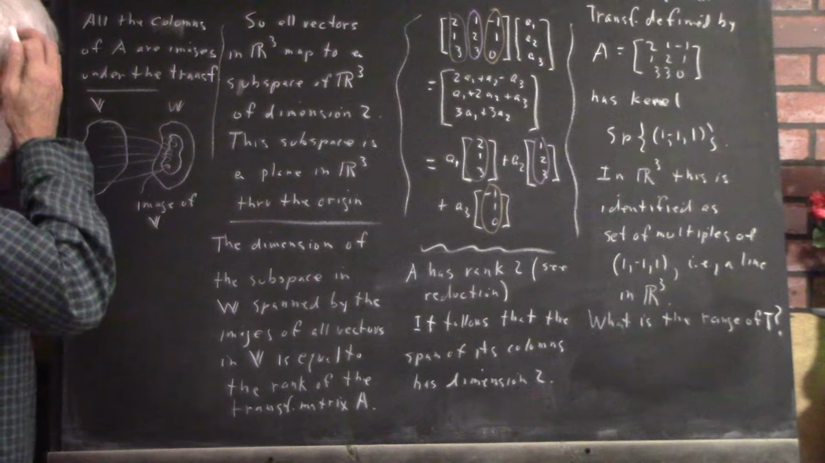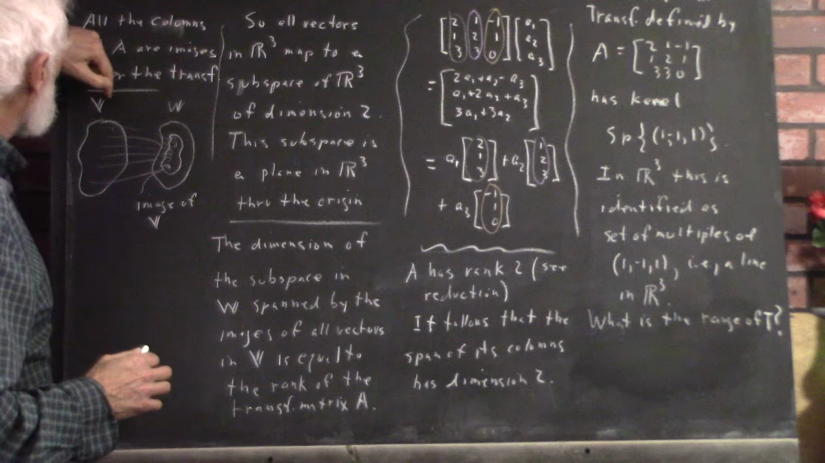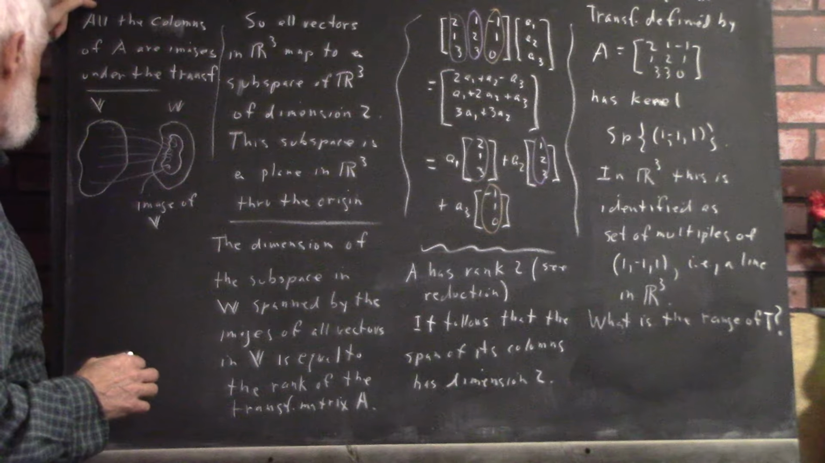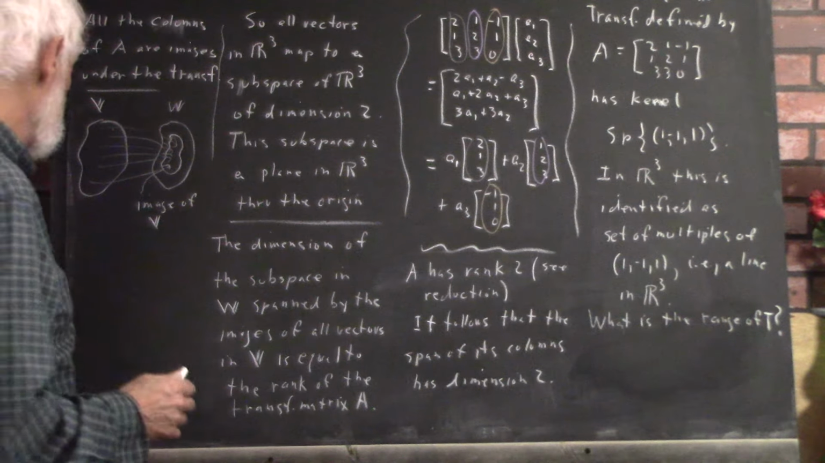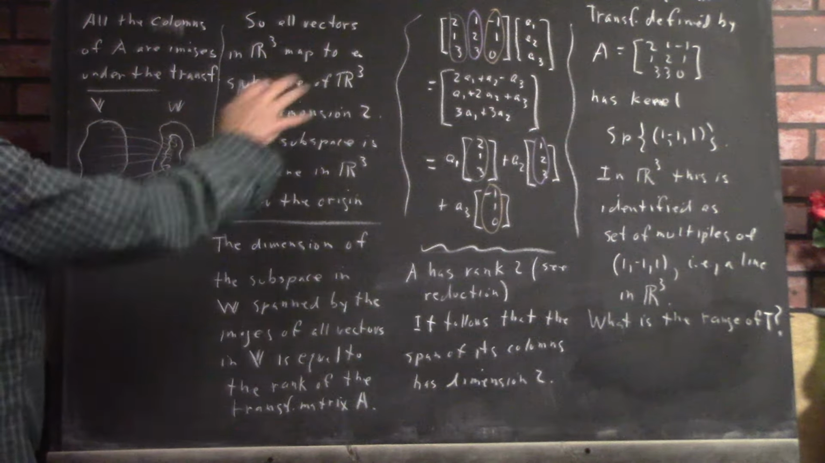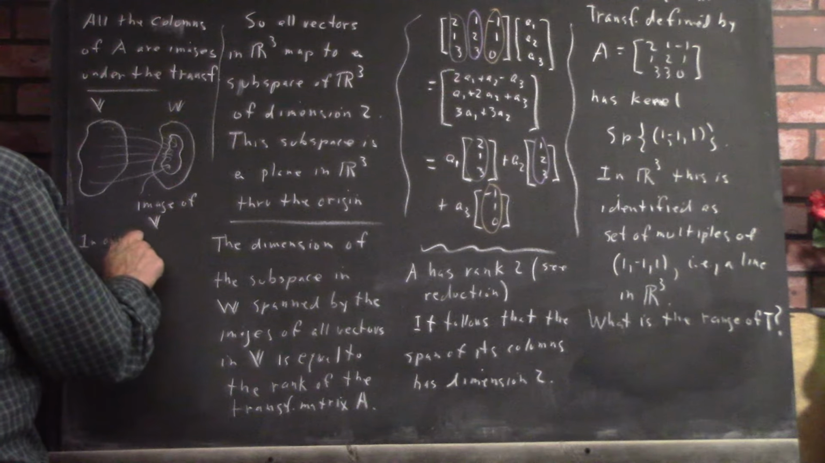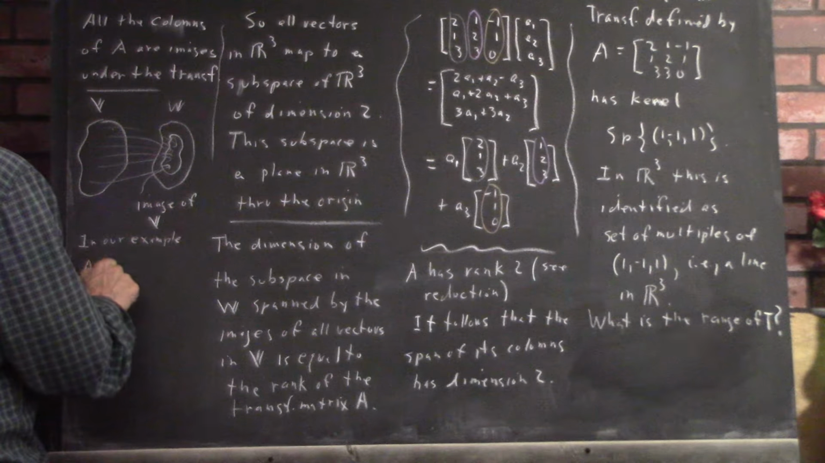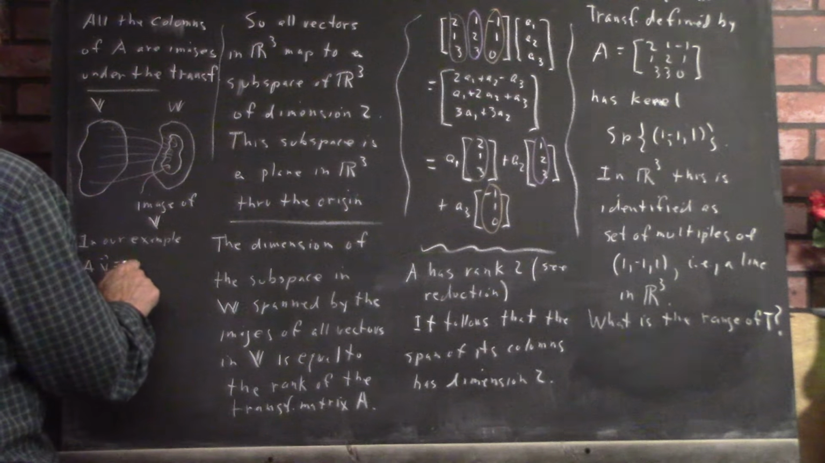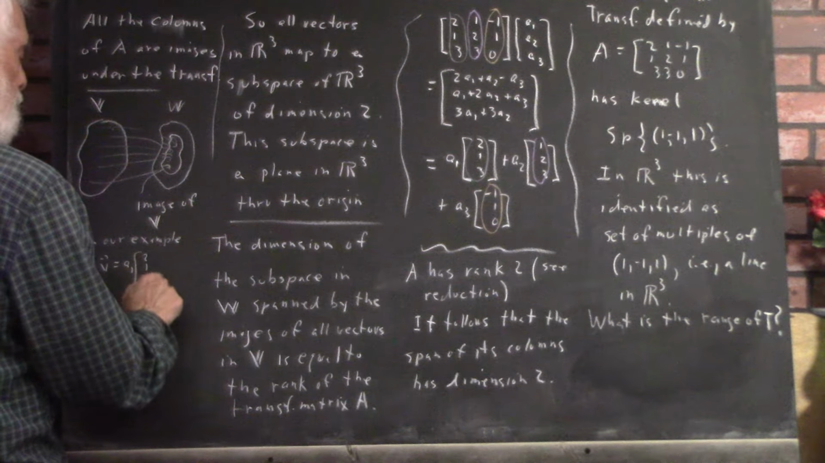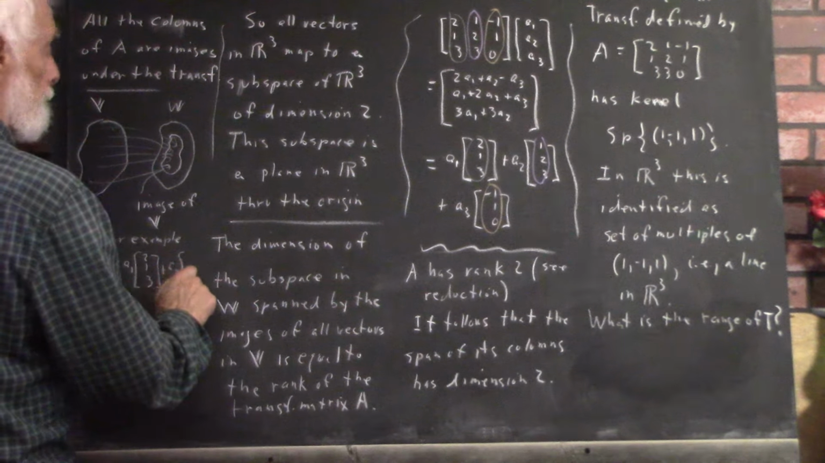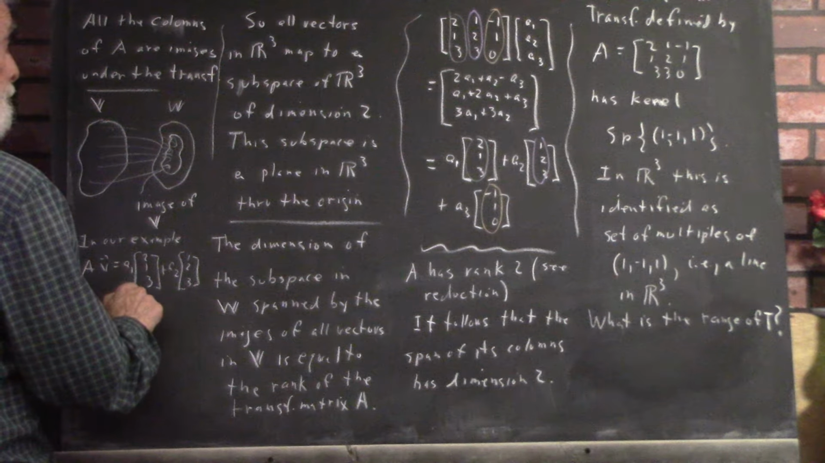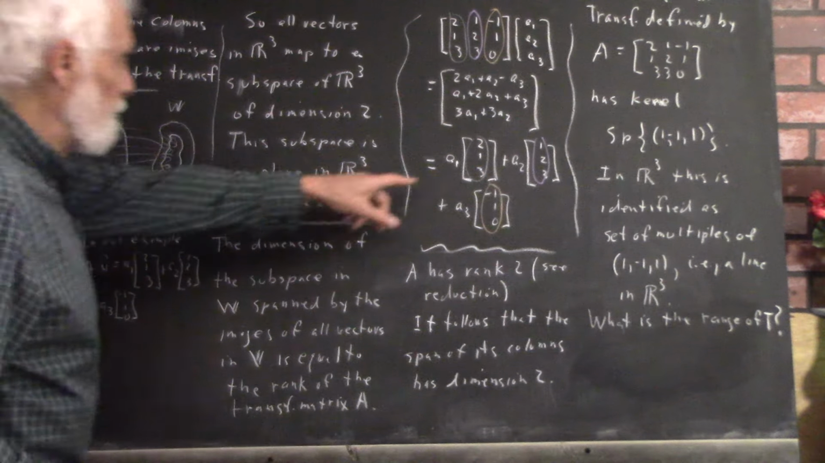Okay, so I'm trying to summarize a lot of stuff here, and mostly by analogy. I've asserted that all the columns of A are images under the transformation. Why is this? Well, let's just go back to the example. Okay, now I've just rewritten this.